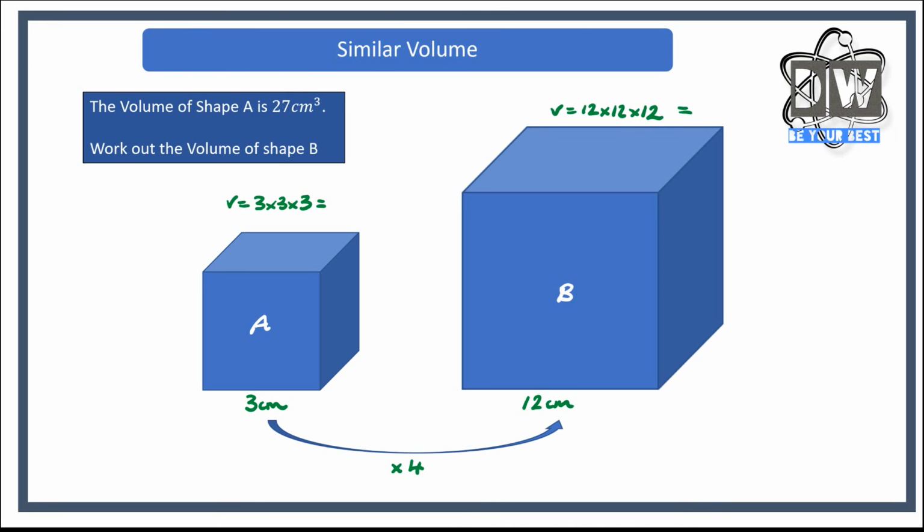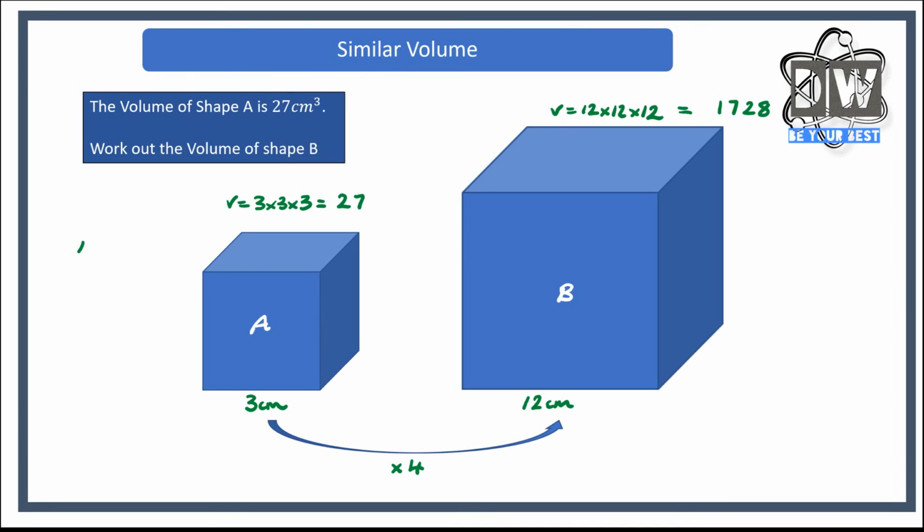So we should have known that 3 times 3 times 3 is 27. Okay, this is just proving our point. And 12 times 12 times 12 equals 1,728. It's been enlarged by a scale factor of 4, hasn't it? So we've gone from 3 to 12, which is timesing by 4.